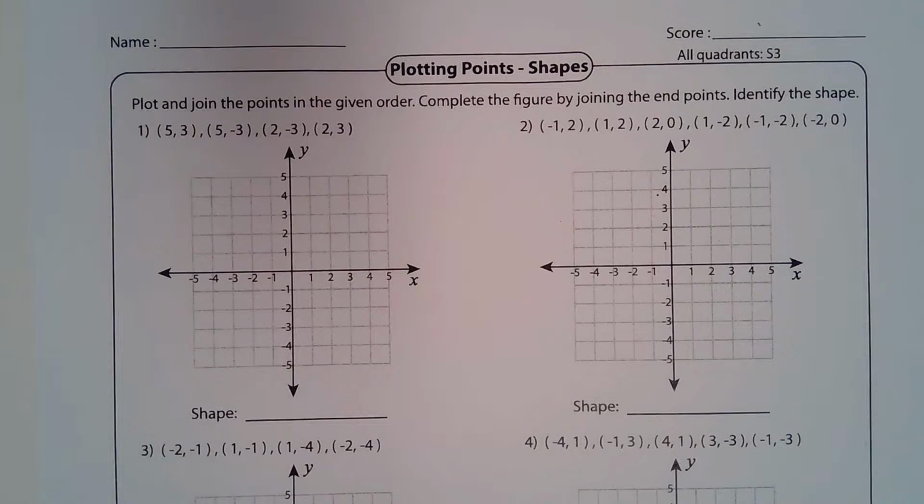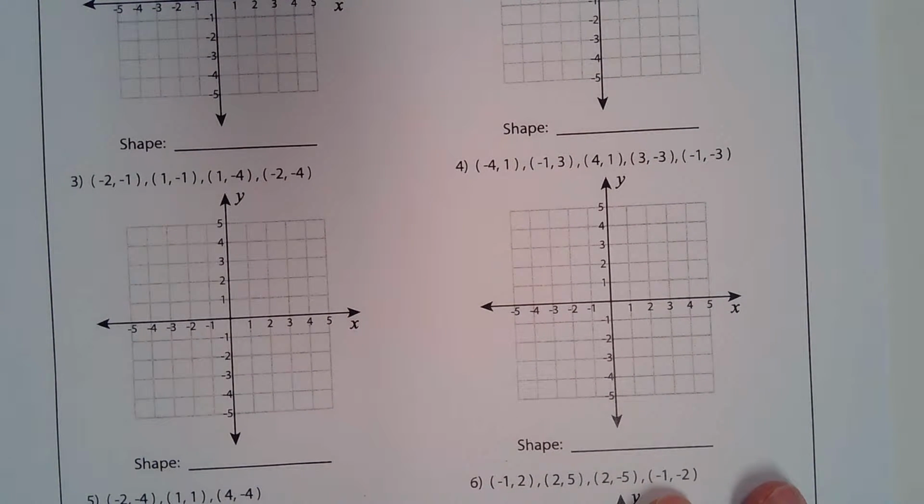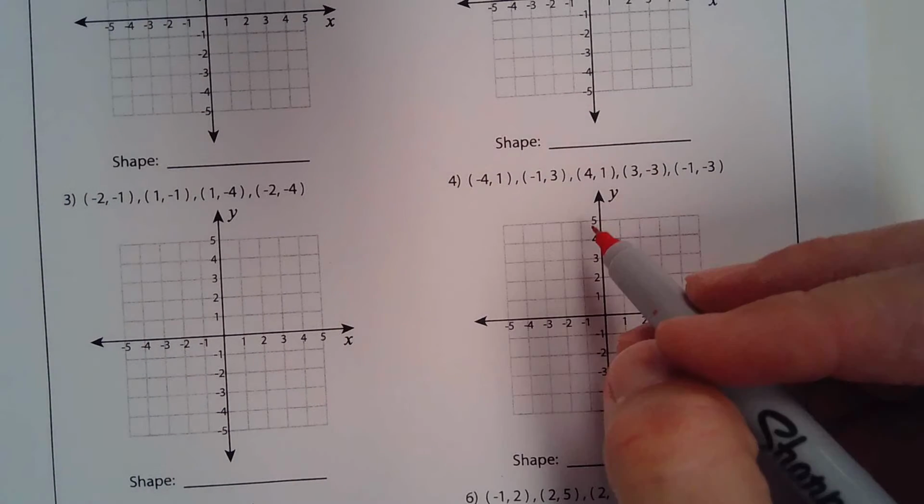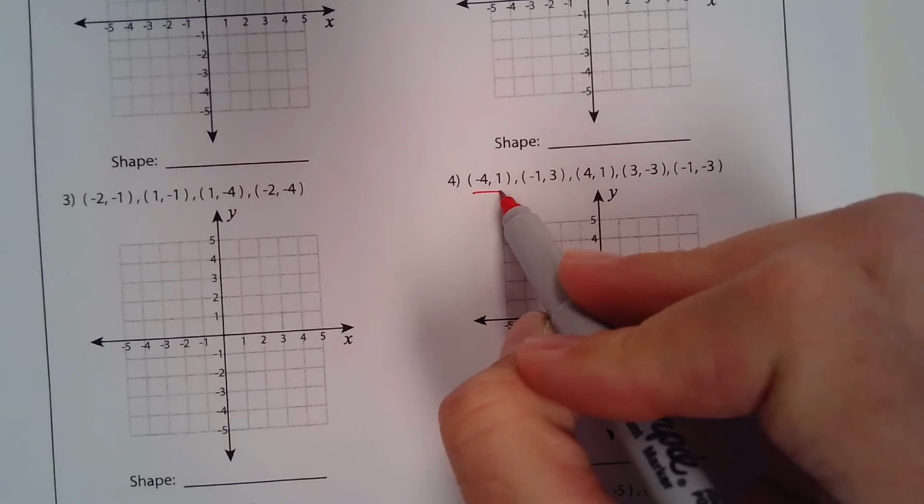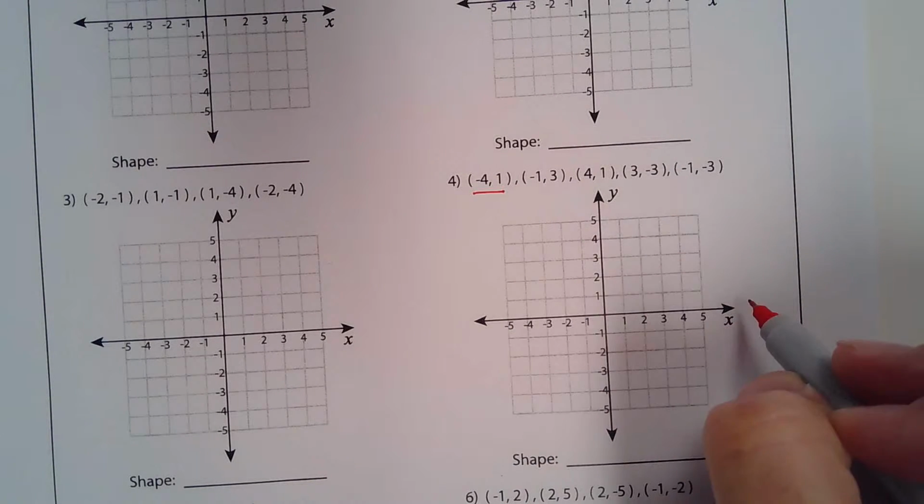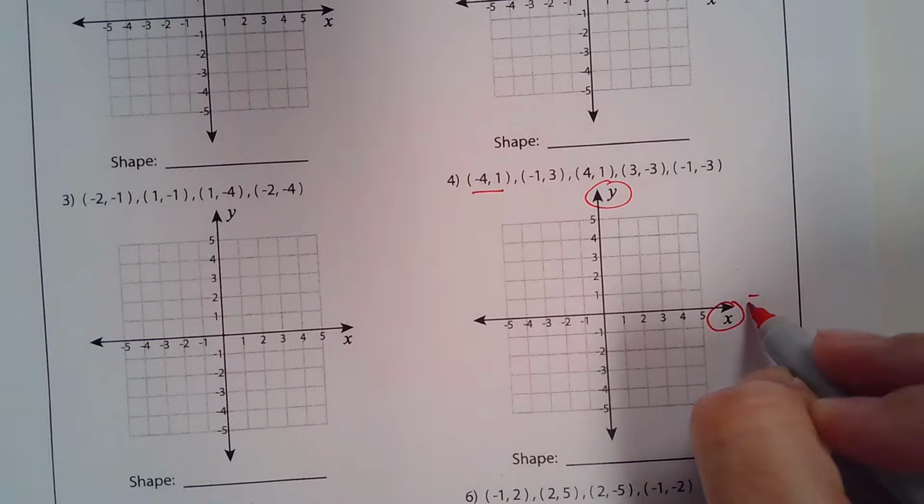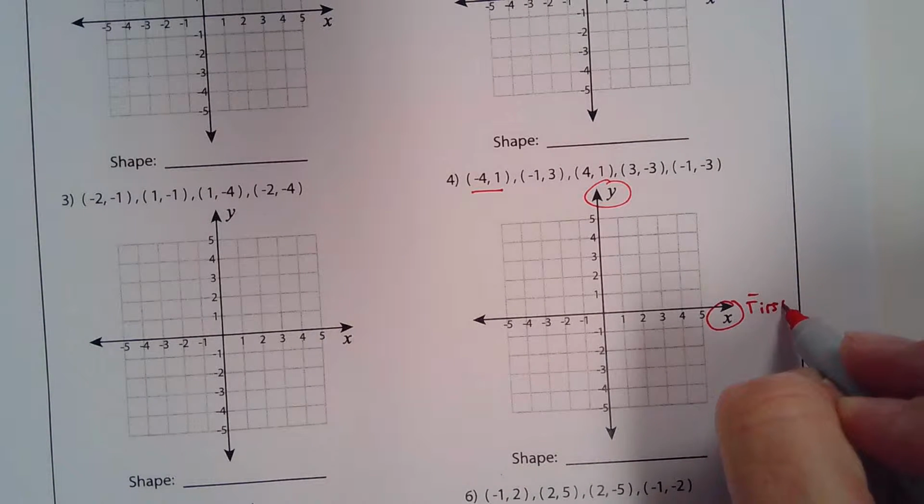So let me do one of these with you guys here. How about let's look at number 4. Let's see what we come up with here. So the first point is -4, 1. So I'm going to go 1, 2. Remember, you always start with the x value. That's always first. Y value is second. X value is first. And this is second.